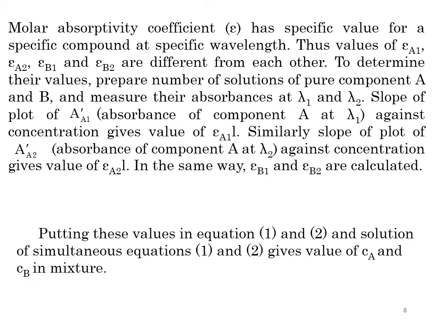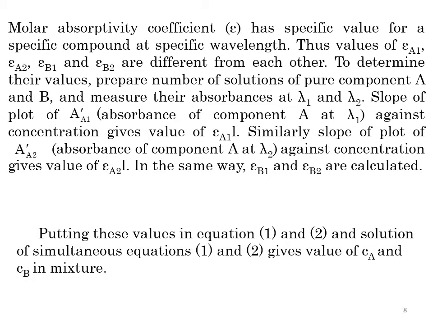Therefore, the values of epsilon A1, epsilon A2, epsilon B1 and epsilon B2 are different from each other. To determine their values, we need to prepare a number of solutions of pure component A and pure component B, and then measure their absorbance at lambda 1 and lambda 2. Then we will plot the absorbance as a function of the concentration, and the slope of the plot of absorbance of component A at lambda 1 against concentration will give the value of epsilon A1 multiplied by L.